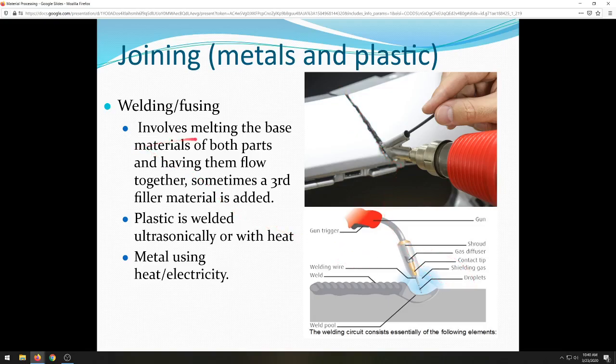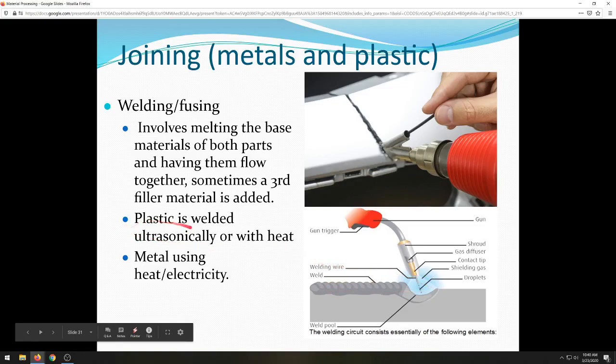Same process with metal. So you're melting the base materials of both the parts. You're having them flow together, and then most of the time, depending on what you're doing, a third filler material is added. So in this case, this is for welding steel. We've got the gun. We create an electrical arc that melts the whole area here. Got a shielding gas that's protecting this MIG weld. And we're adding filler wire, so you can see that turns into little droplets. It mixes with our base materials and then forms a weld.